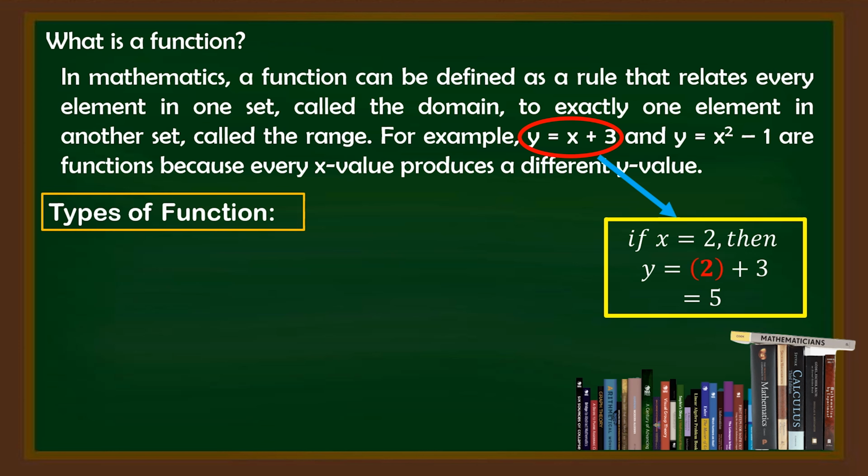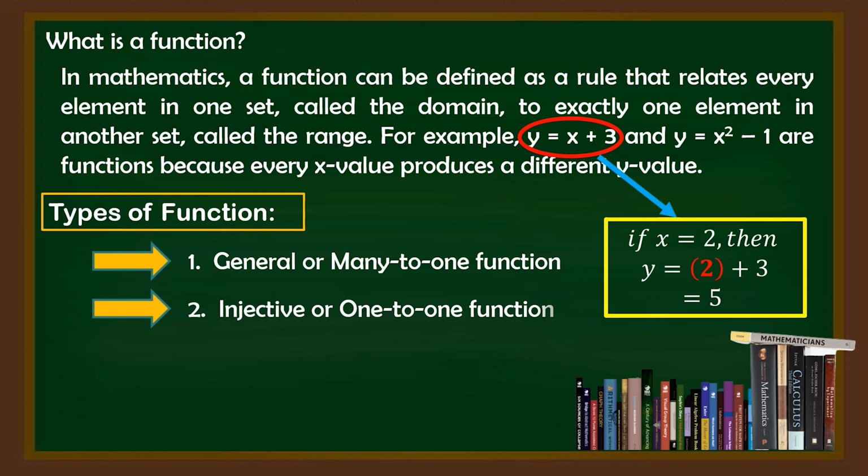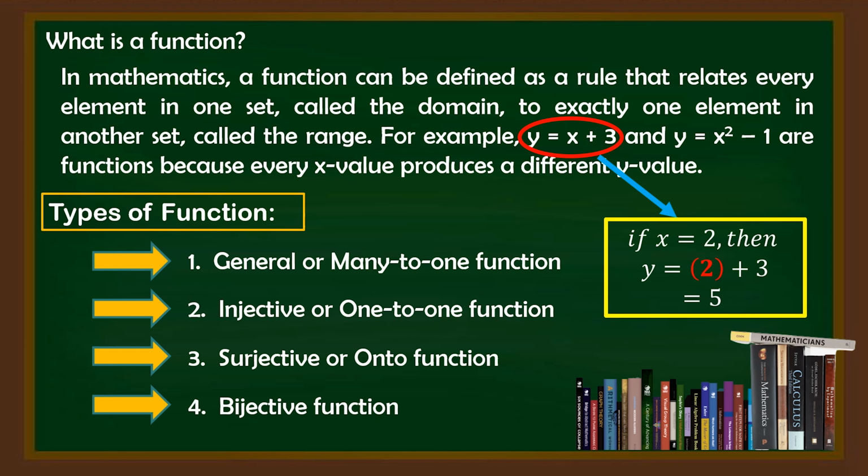These are the preview of the four types of function. First, general or many-to-one function. Second, injective or one-to-one function. Third, surjective or onto function. Lastly, bijective or one-to-one correspondence function.